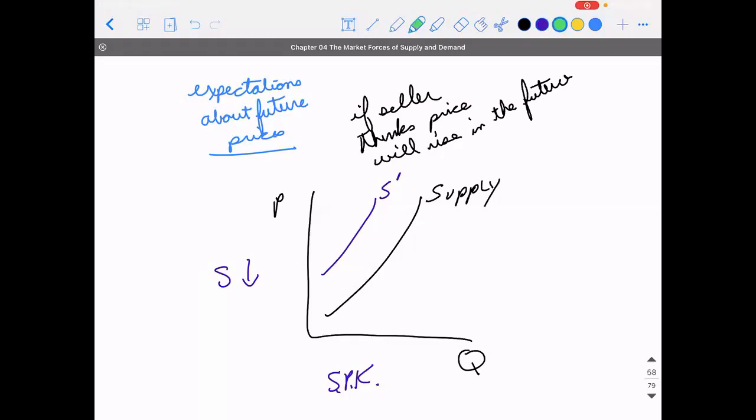If, on the other hand, people think that the price will fall in the future, then they're probably going to want to get rid of it right now. Supply will increase.